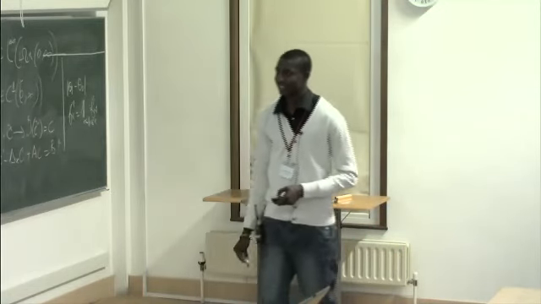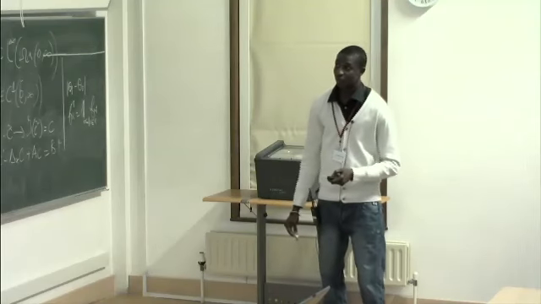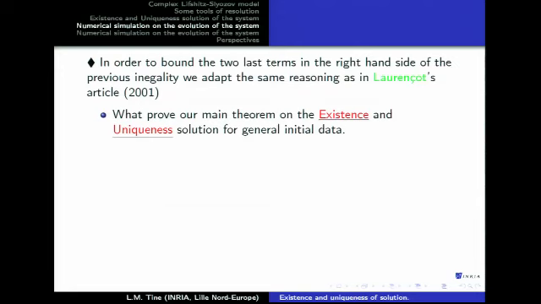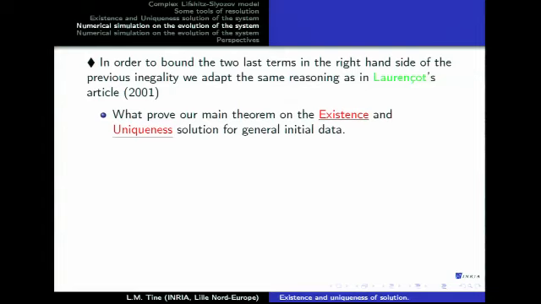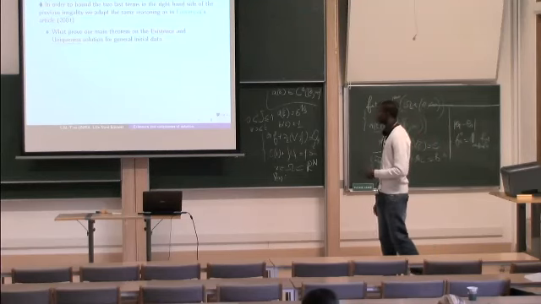Okay, we have the following estimate. In order to bound these last two terms, B1 minus B2 and A2 minus A1, we use the same reasoning done by Lorenzo in his article when he deals with the weak solution to the Lifshitz-Slyozov system. This proves our existence and uniqueness result.